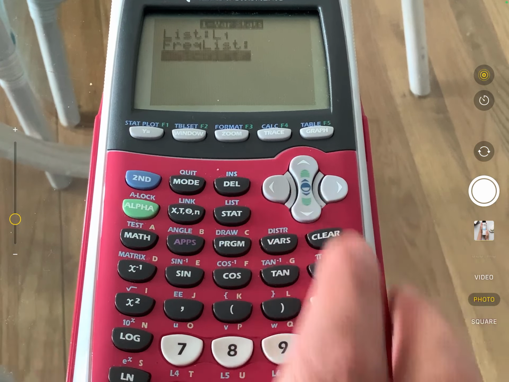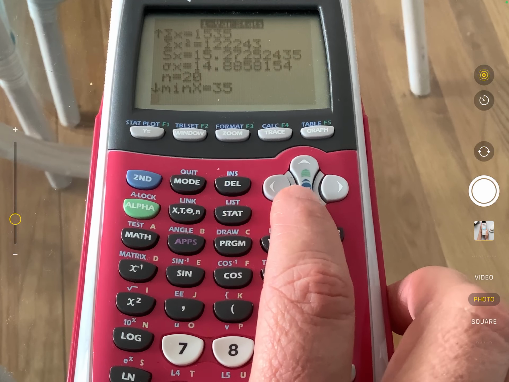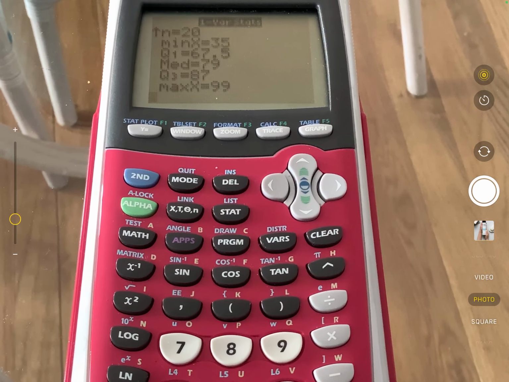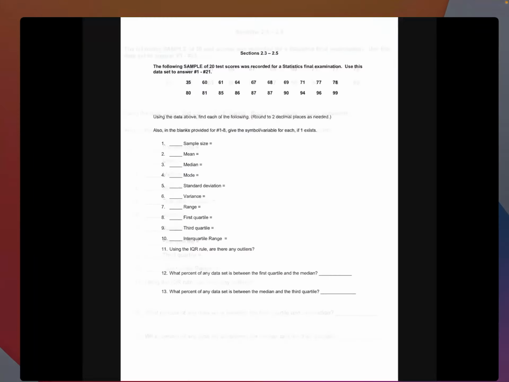And so you'll see here I have a list of information. I've got x bar, the sum of the x's, the sum of the x squareds. This s sub x is what I was talking about earlier. That's your sample standard deviation. Sigma is your population standard deviation. And then if you scroll down, hit the down arrow key, you'll see that five number summary that we talked about. The min, the Q1, the median, the Q3, and the max. So we're going to go back to the document and answer these questions. Using the above, find each of the following, and we're going to round to two decimal places.